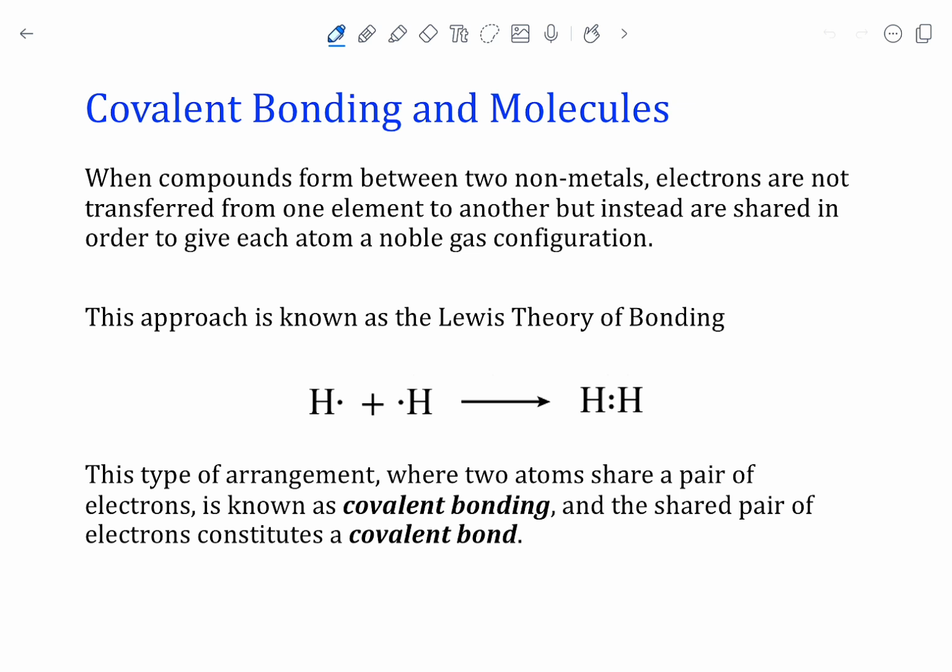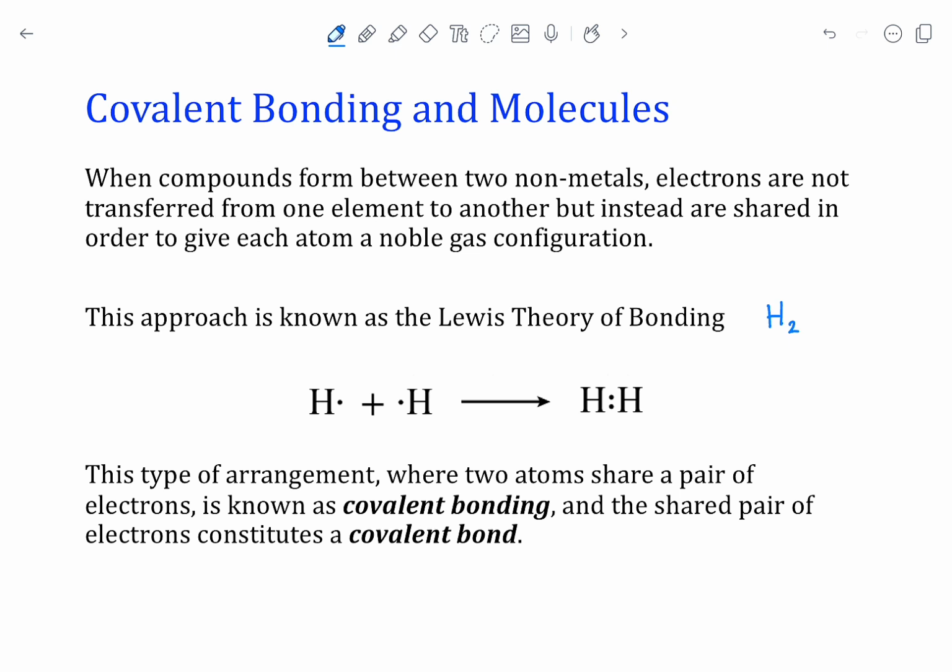We showed an example of a metal and a nonmetal where the electron was donated from the metal to the nonmetal, whereas in covalent bonding the electrons were shared. So this approach to bonding is known as the Lewis theory of bonding. So here we have the example of hydrogen. Hydrogen in our natural world comes as H2, meaning it has a bond between each of those hydrogens.